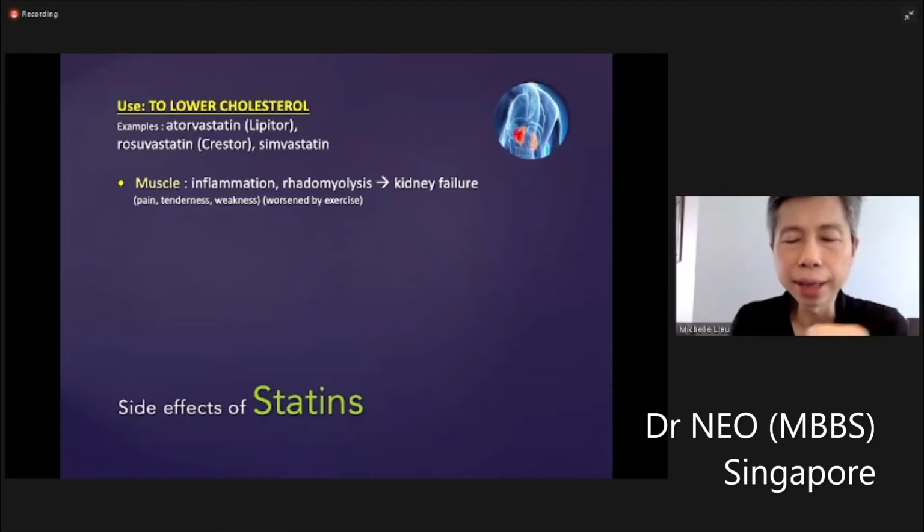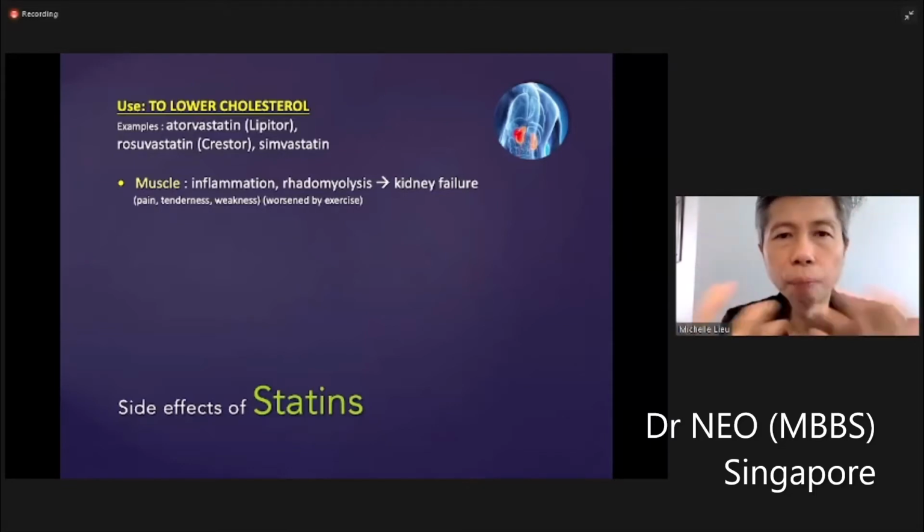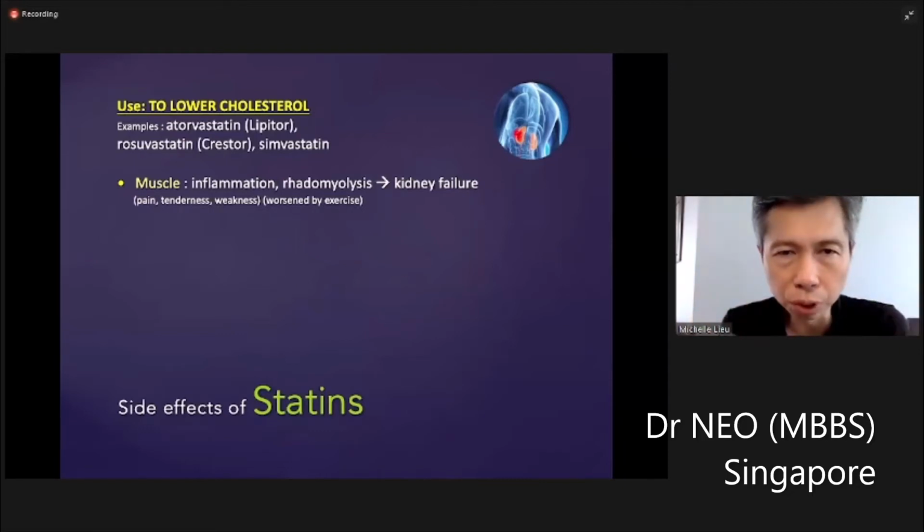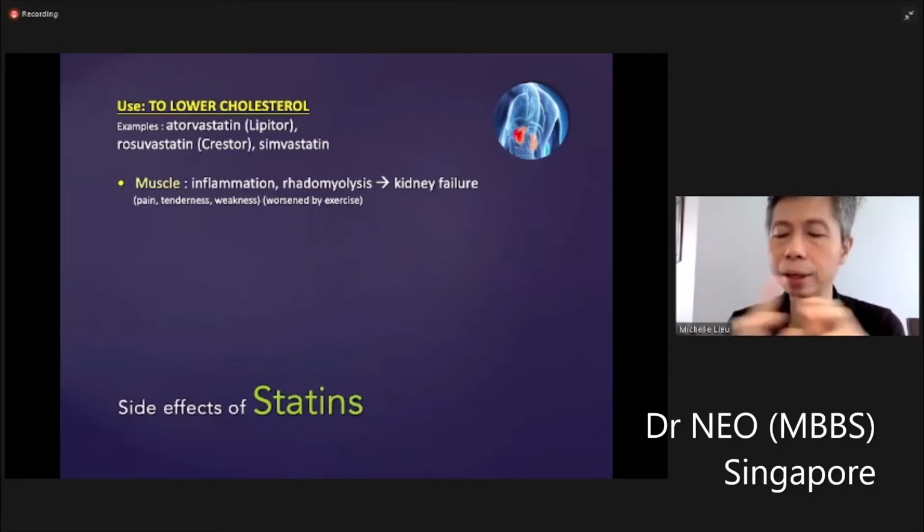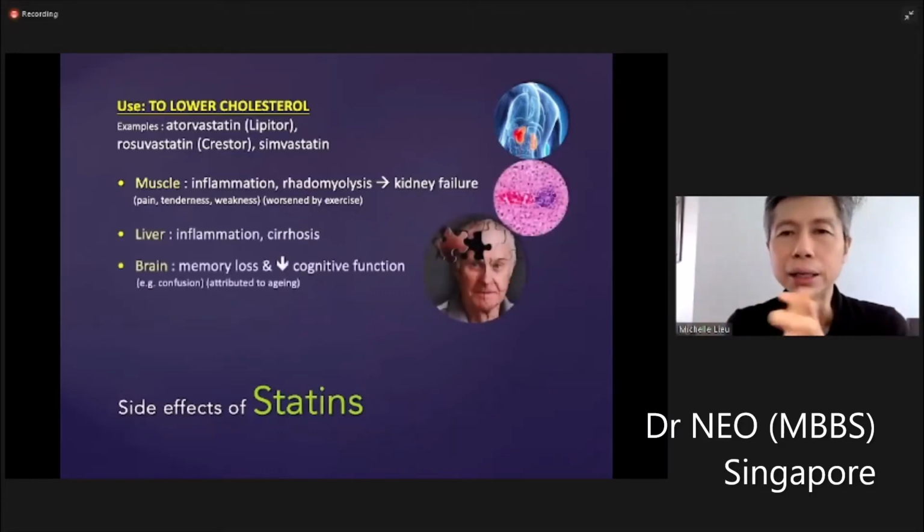In the worst case scenario, the inflammation can be so bad that it causes the muscle protein to break down, causing a condition we call rhabdomyolysis. And when the muscle protein breaks down, it can cause kidney failure. Unfortunately, this has happened quite more than a few times in the past. And kidney failure, as you know, is not a nice thing to have.